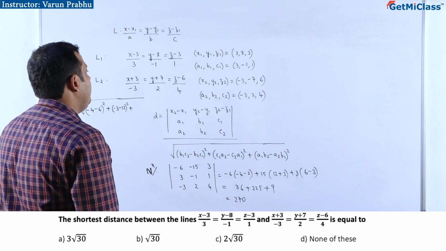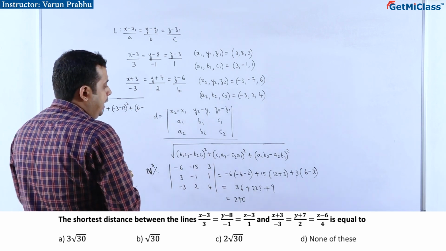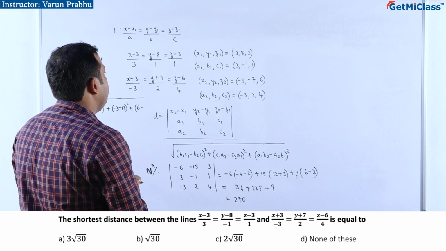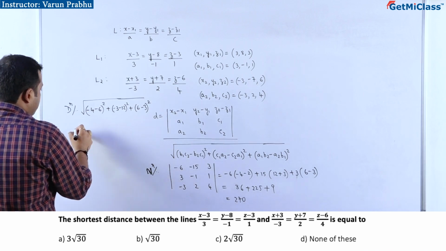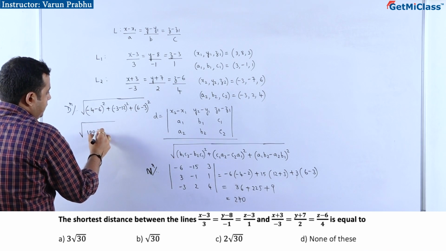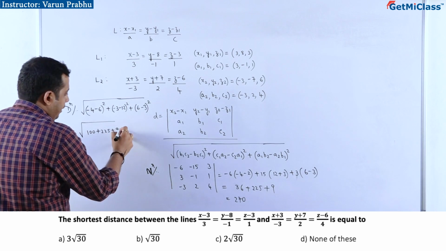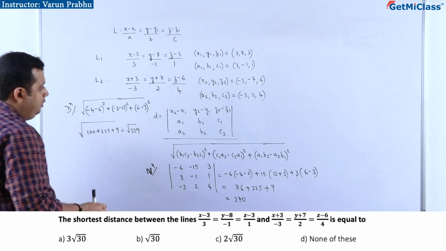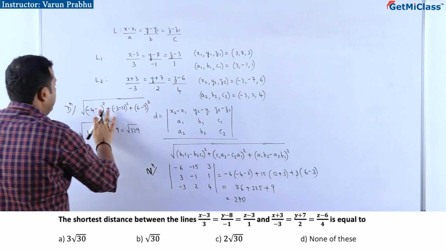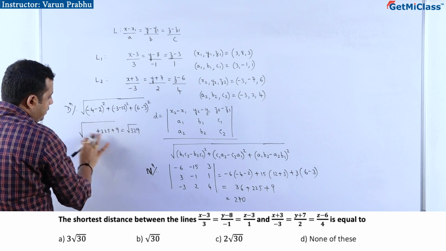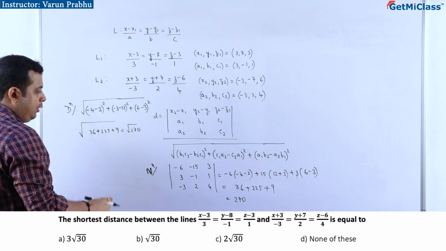Plus a1 b2 minus a2 b1. a1 b2 is 3 into 2, which is 6, and a2 b1 is minus 3, so the whole square. b2 c1 is 2 into 1, that is 2. So the answer is the square root of 36 plus 225 plus 9, which gives root 270. Correct or not?